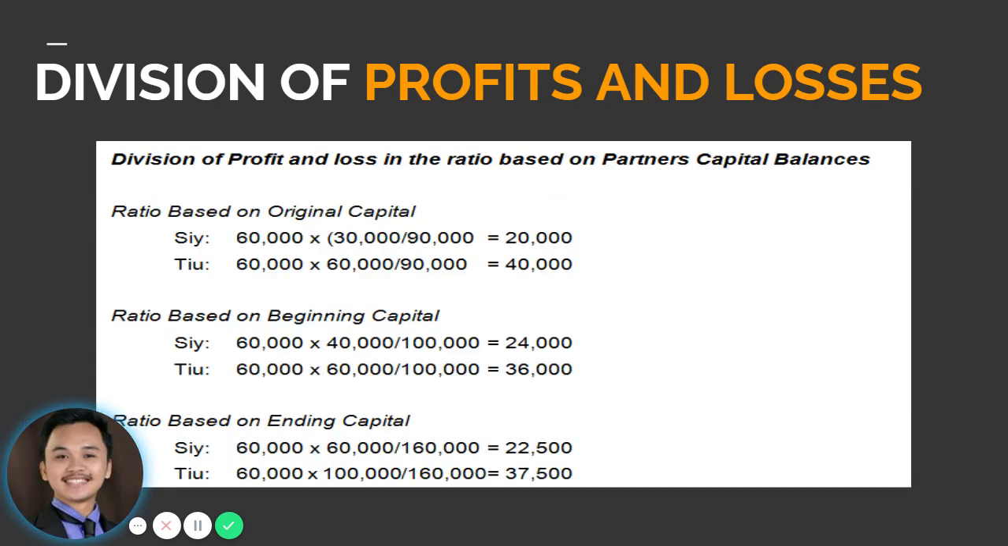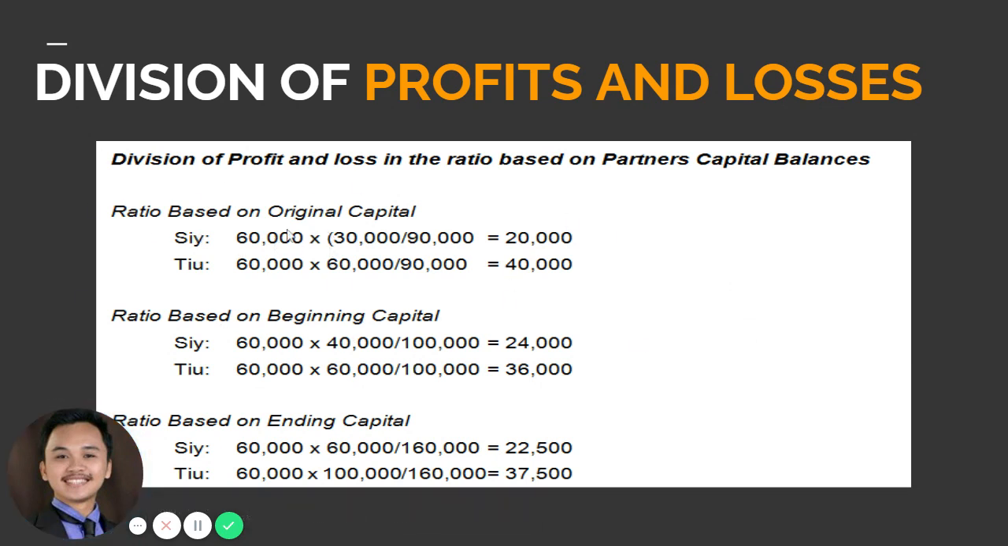Another example or another method will be dividing the profit or loss in the ratio based on partners' capital balance. Now, in using partners' capital balance, we actually have four ways on how we are going to distribute profit and losses based on capital balances. So it might be original capital, it might be based on beginning capital, it might be based on ending capital, and the last one, it might be based on the average capital balances of the partners. So let us consider computing for the share of each partner using partners' capital balances.